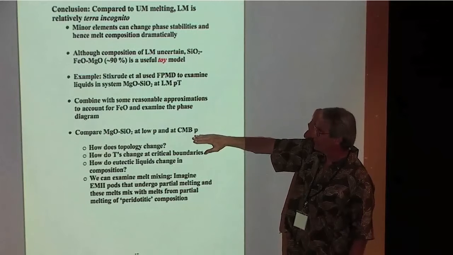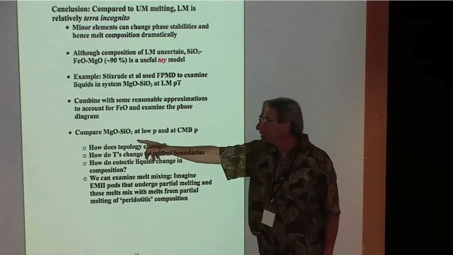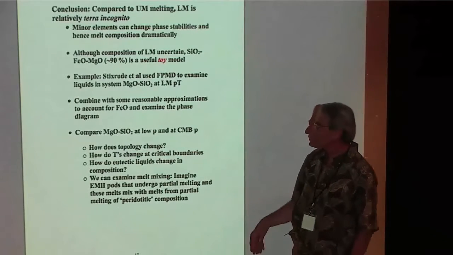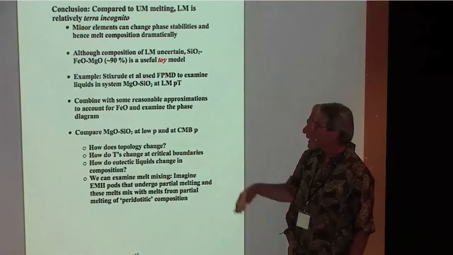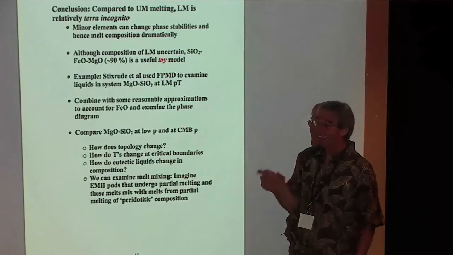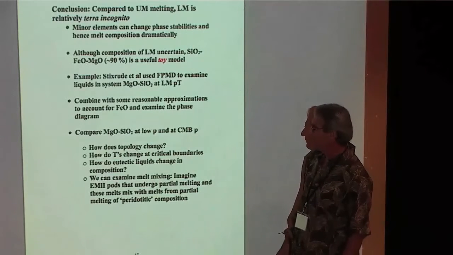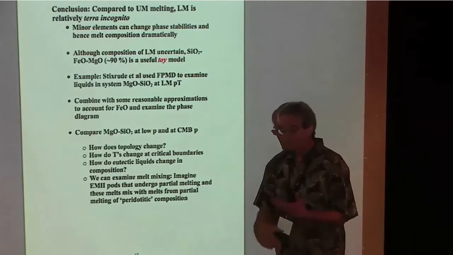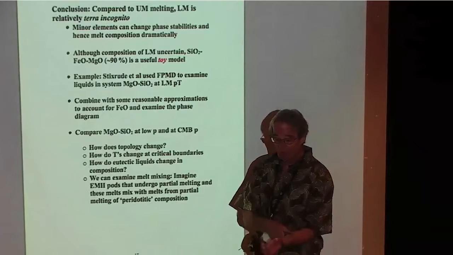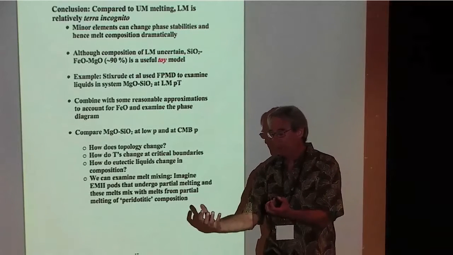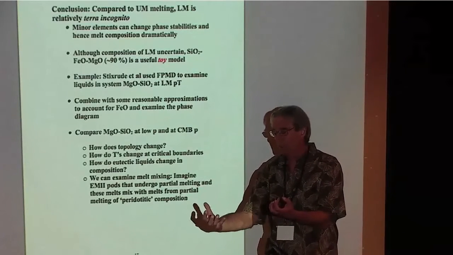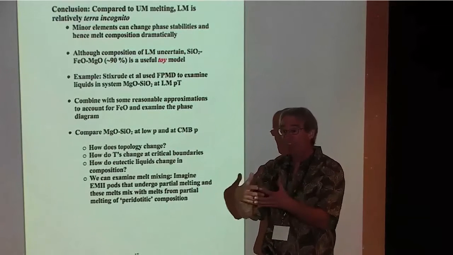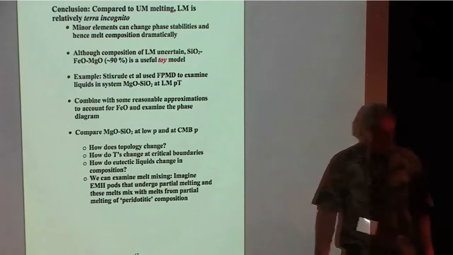Then we can compare the phase diagram for magnesium-silica at low pressure and at core-mantle boundary pressures. And we can see how the topology changes, how the temperatures change, how the eutectic liquids change, because that's the key for melting. And we can play other kinds of games, like you could potentially have compositional anomalies that you melt and you form one liquid, and background fertile peridotite that you melt and you generate another kind of liquid, and you can actually mix those liquids at high pressures.